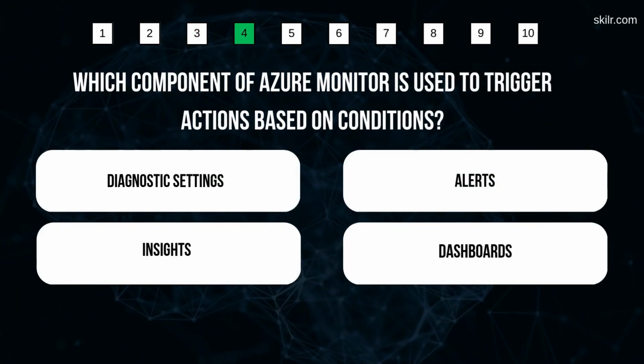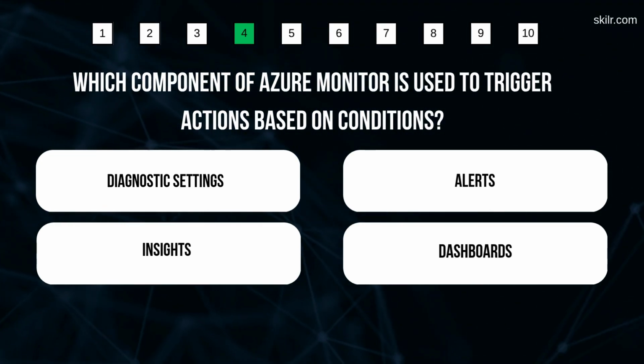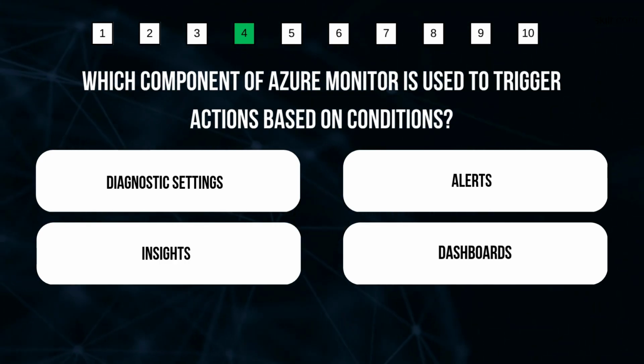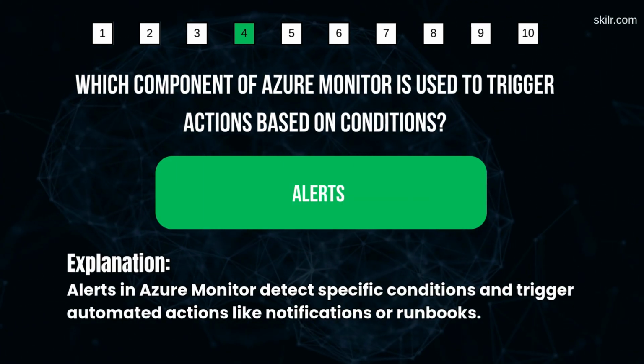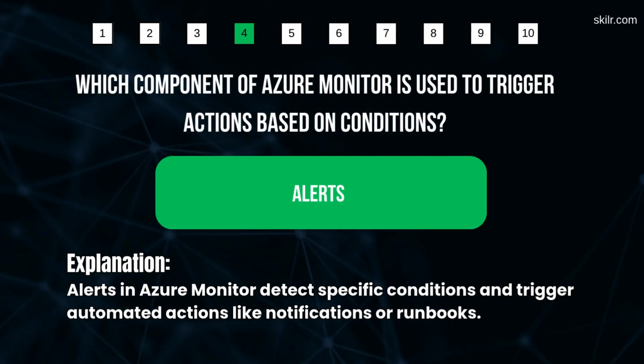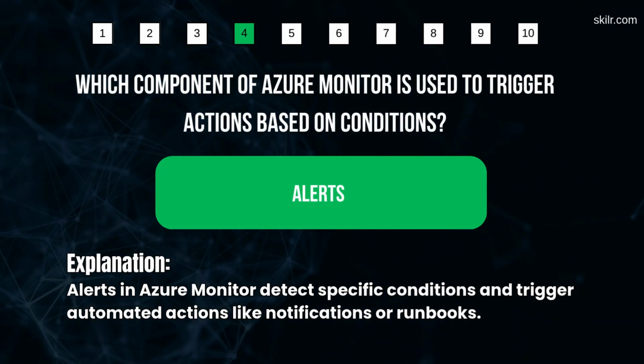Question 4. Which component of Azure Monitor is used to trigger actions based on conditions? The correct answer is alerts. Alerts in Azure Monitor detect specific conditions and trigger automated actions like notifications or runbooks.